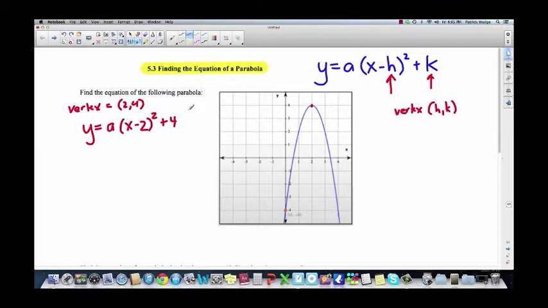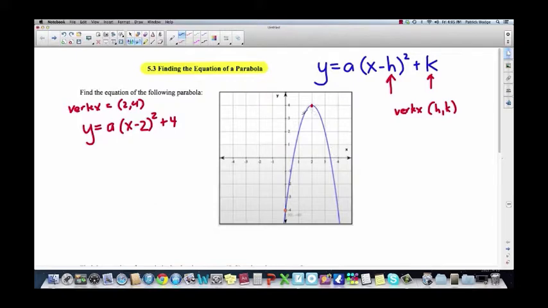Okay, we're almost there. What's the only other thing we need? All we need now is a. If we could figure out a, we'd be done. Remember when we drew lines before, I always stressed over and over that the idea with the line is that every single point on the line satisfies the equation for the line. Well, it's the same thing with the parabola. This parabola is made up of how many points? Infinite. All these points you see here, and they go down forever.